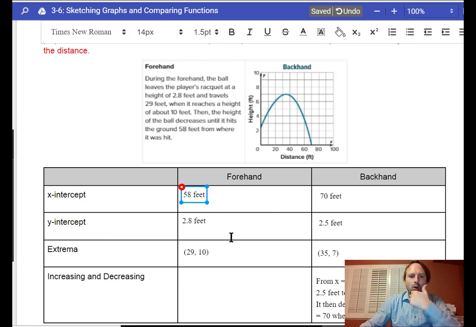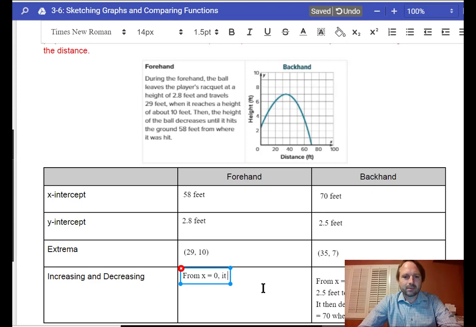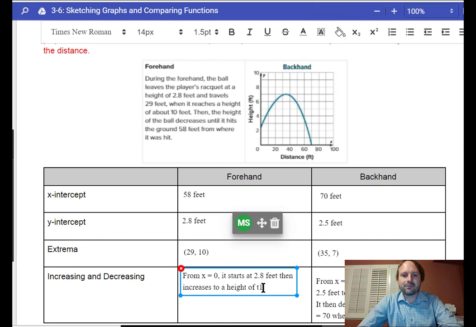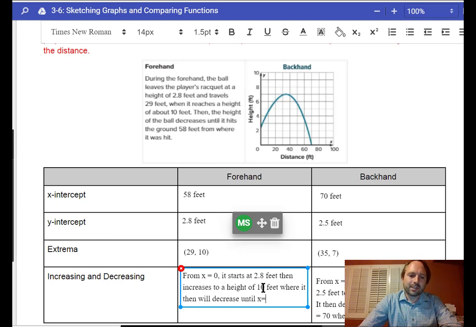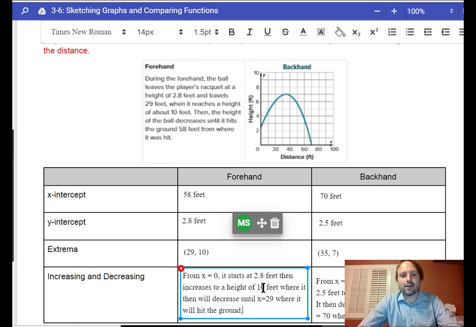Now we just take this information. This is going to be the same type of shape, the same parabolic or quadratic shape. From x equals 0, it starts at 2.8 feet, then increases to a height of 10 feet, where it then will decrease until x equals 58, where the tennis ball will hit the ground. Okay, that's it.